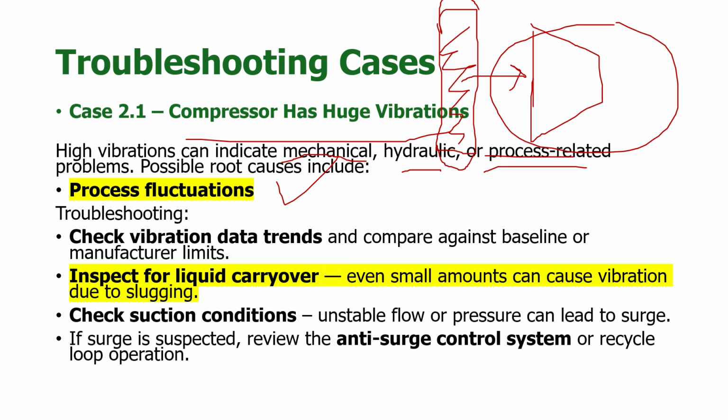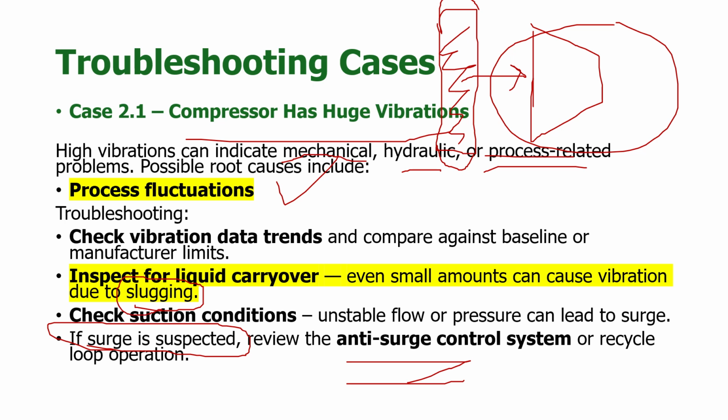But if you want to do the process related things, process calculations, you should be focusing on the surge condition and the liquid carryover. If you detect that surge is suspected, you can review the anti-surge control systems, which are always available on compressors. Now I will explain what liquid carryover is, what the surge condition is, and why it can cause vibration. You can find that there is one important keyword, which is slugging.